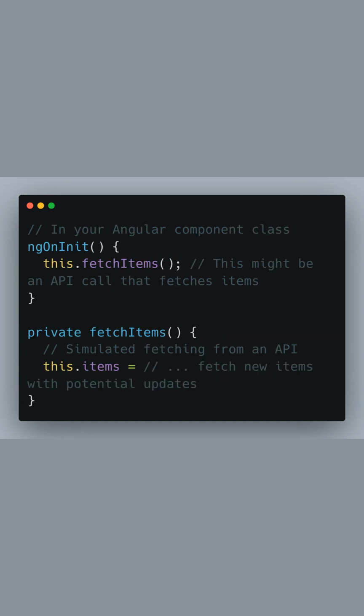In a real-world scenario, you might fetch items from an API during the component's initialization. In the ngOnInit lifecycle hook, we're calling a method named fetchItems, which simulates fetching data from a backend. If the fetched items are the same or have some objects with the same id, our trackBy function ensures Angular only manipulates the DOM where actual data changes occurred, rather than the entire array of items.